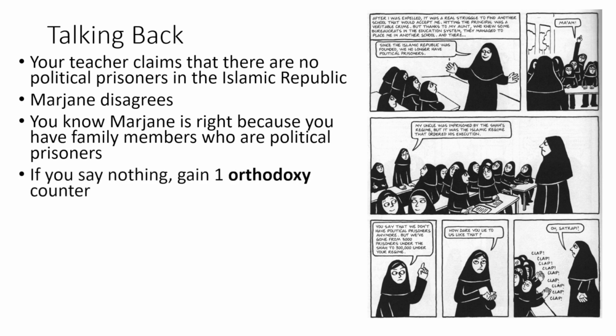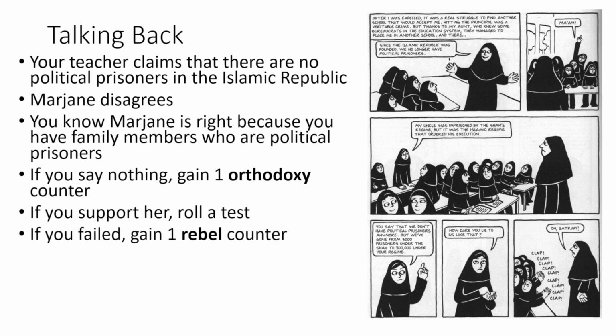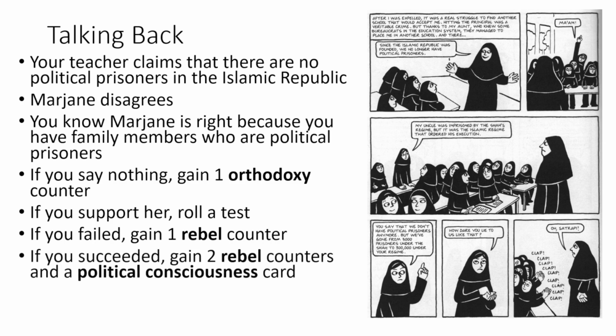If you say nothing or decide to support the teacher or oppose Marjane, you gain 1 orthodoxy counter. But if you support Marjane, roll a test. If you failed, gain 1 rebel counter. If you succeeded, gain 2 rebel counters and a political consciousness card. Your instructor should have the political consciousness card and can give it to you.